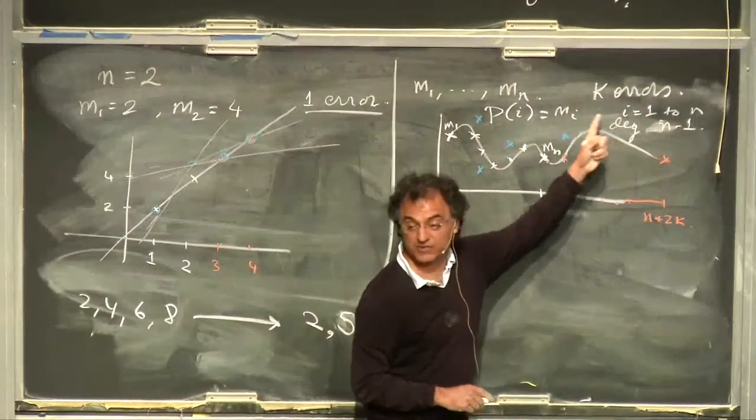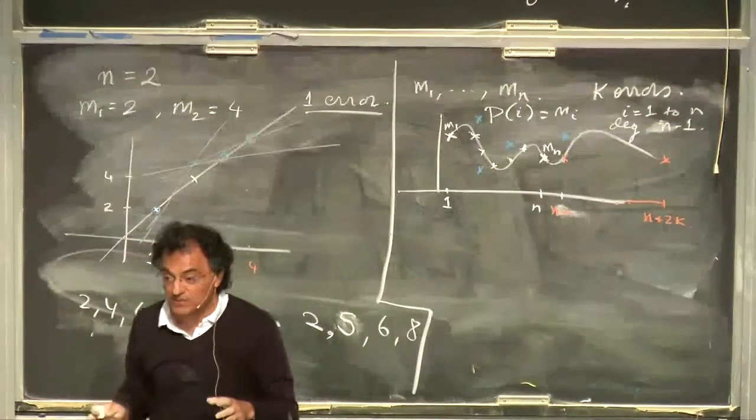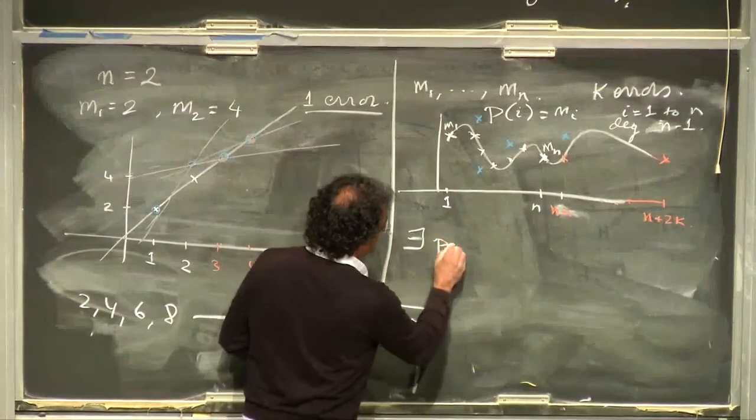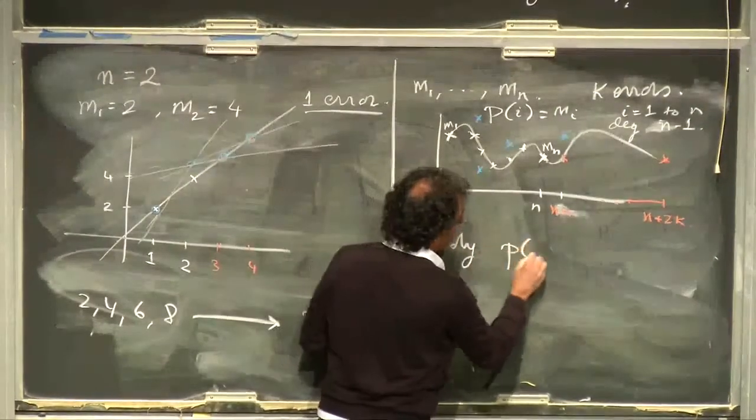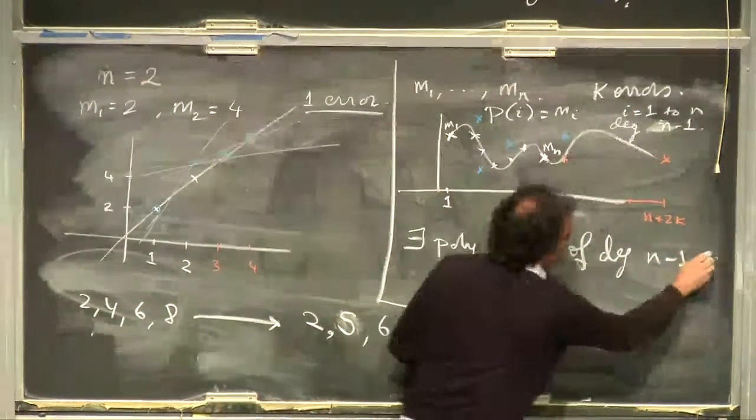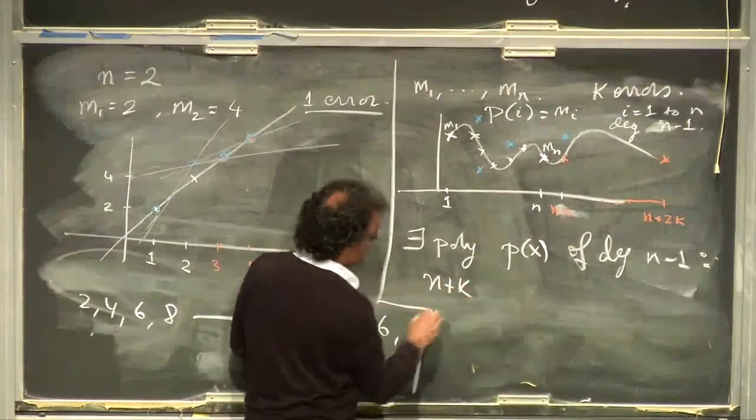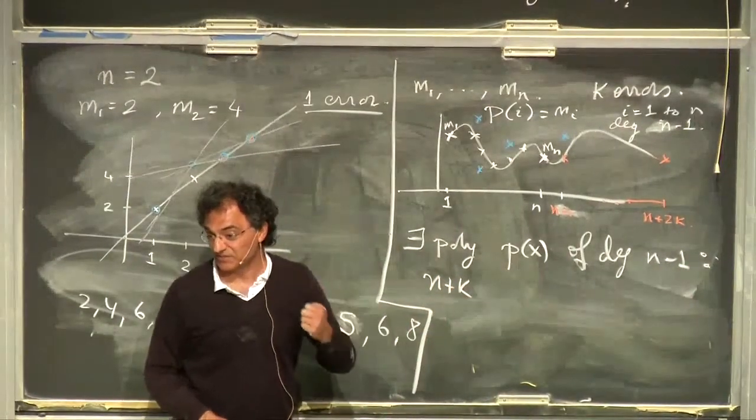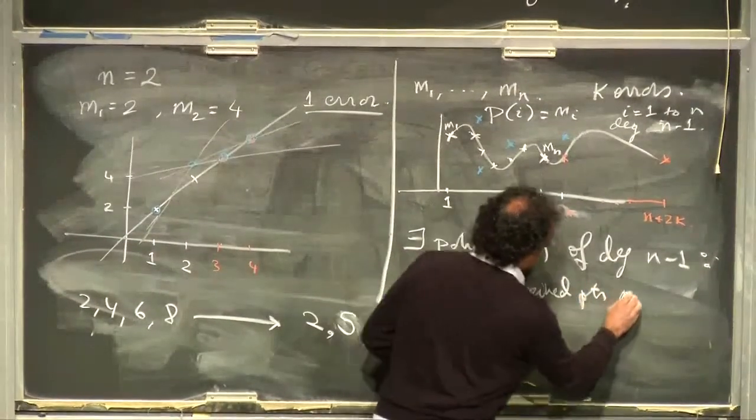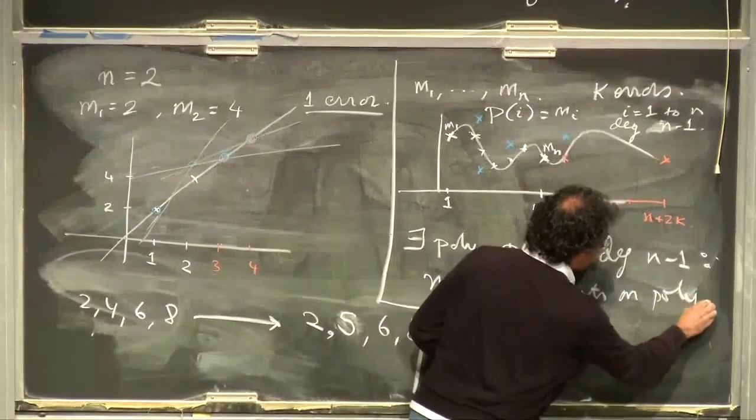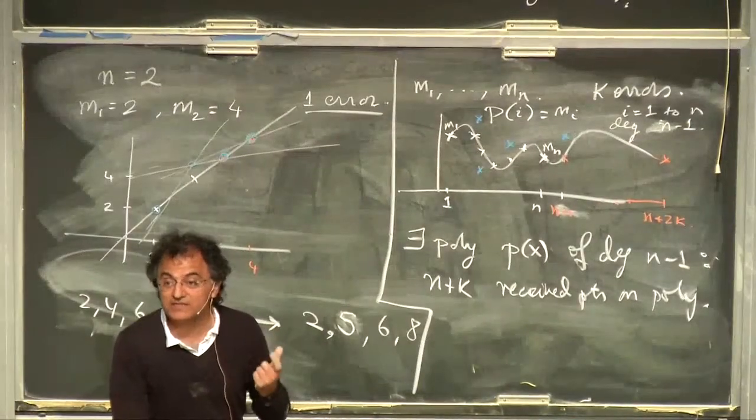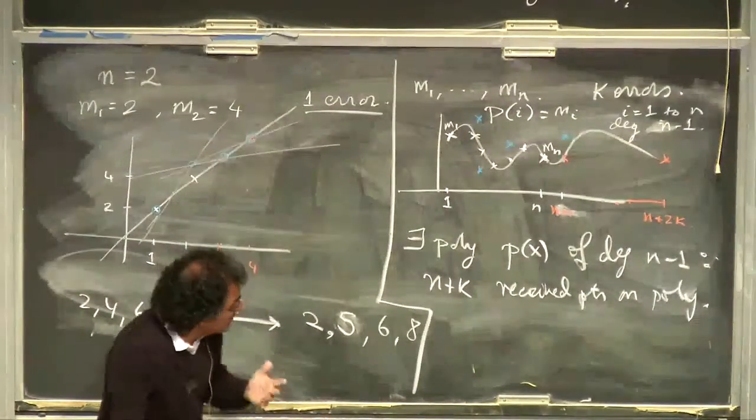It's still of degree n minus 1, right? So we know there's a polynomial of degree n minus 1 such that, so there exists a polynomial, actually it's the same polynomial p of x of degree n minus 1 such that n plus k of the received points sit on that polynomial. Okay. Now I claim the fact that n plus k of them sit on this polynomial means that this is the correct polynomial. Okay, so, sorry.